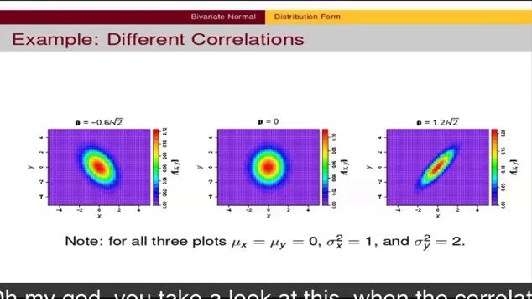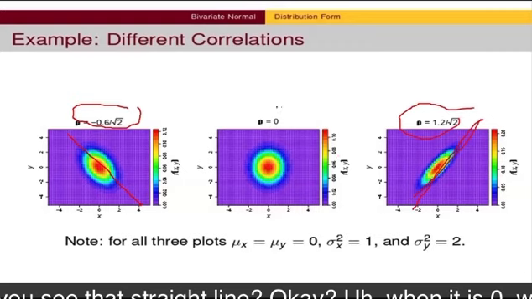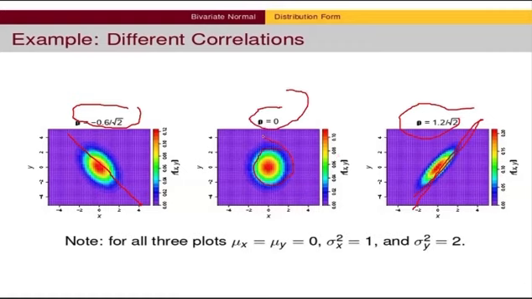Take a look at this. When the correlation is negative, of course, it's expected. You see that? When the correlation is positive, do you see that straight line? And when it is 0, when there's no correlation, then we expect to have that. We're using a two-dimensional plane to investigate different correlations.